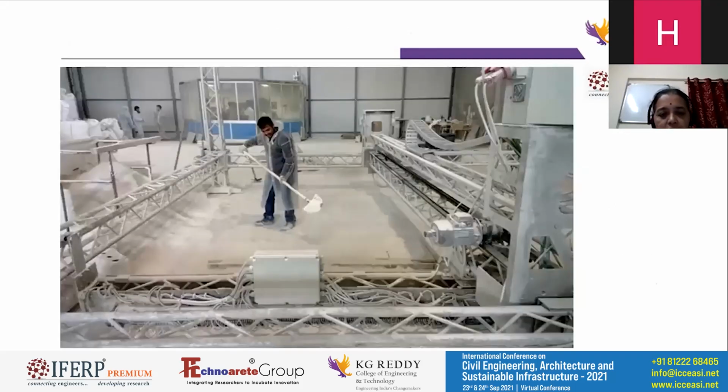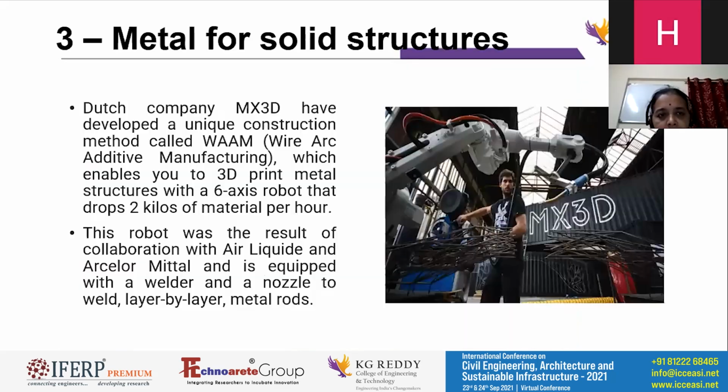So this is the actual site figure. Here sand layers are poured and bound together. And the next one is metal for solid structures. The Dutch company MX3D has developed a unique construction method called WAAM, Wire Arc Additive Manufacturing, which enables us to 3D print metal structures with a 6-axis robot that deposits 2 kilos of material per hour. So in the figure, we are seeing that metal printing is going on.